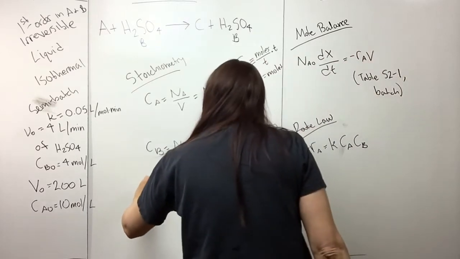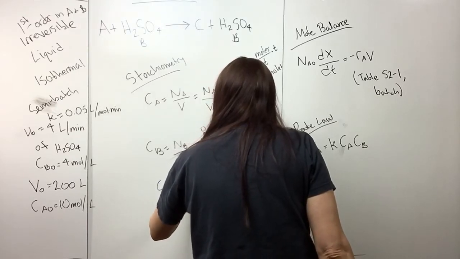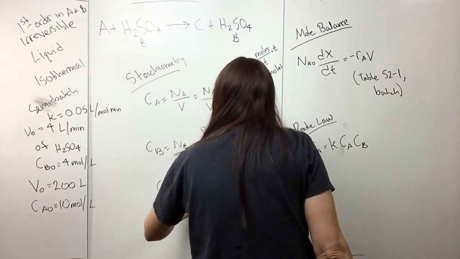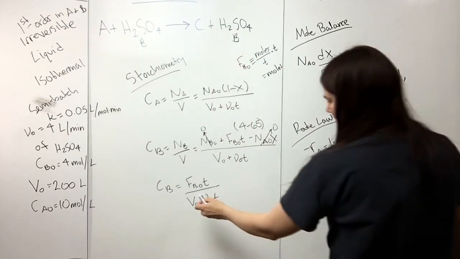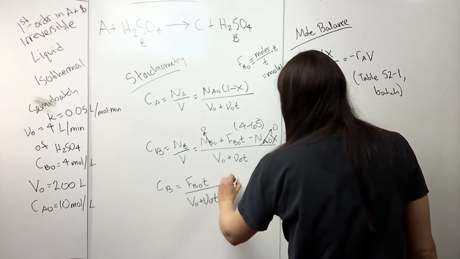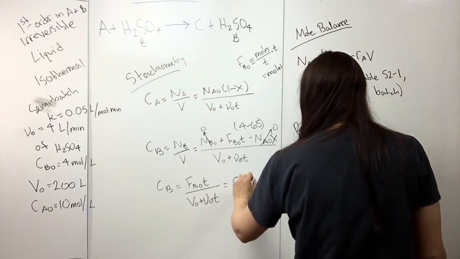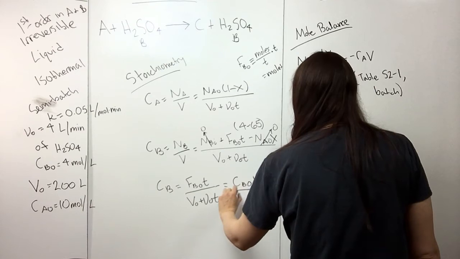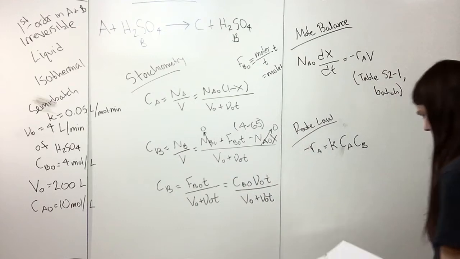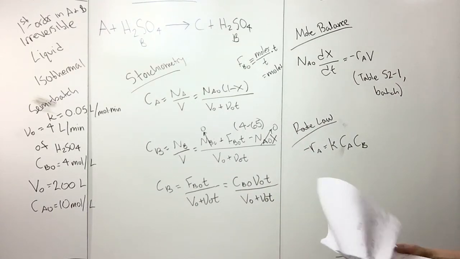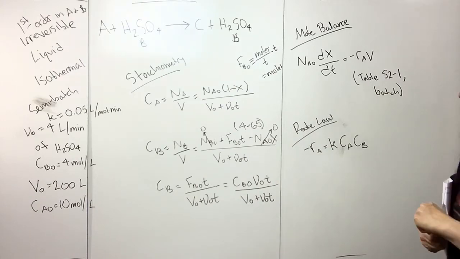So then we have CB is equal to FB naught T over V naught plus V naught T. And then it would be better to have this in terms of CB naught, so we can rewrite that as CB naught V naught T over V naught plus V naught T. So then we can just combine everything.